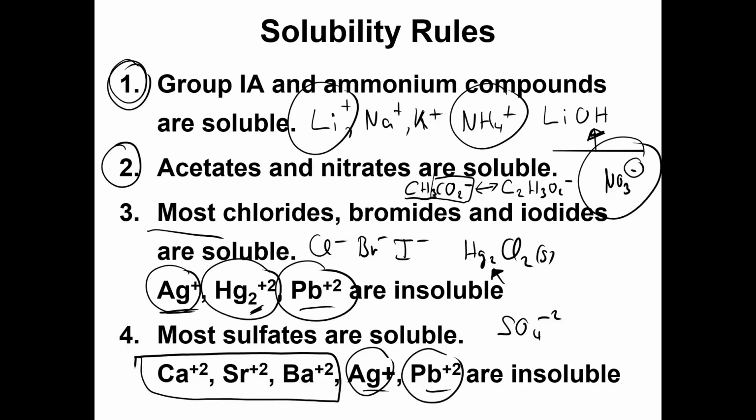Those are the ones that are not strong electrolytes, right? Sulfates, SO4. So calcium sulfate is insoluble, but sodium sulfate and copper sulfate, iron sulfate, any other metal you want to throw at sulfate is going to be soluble.